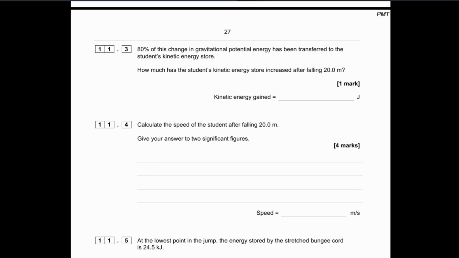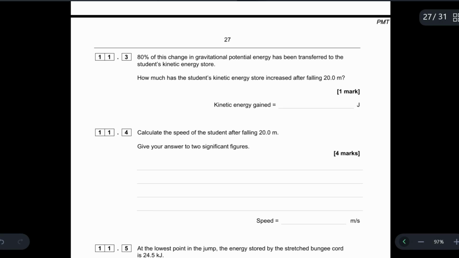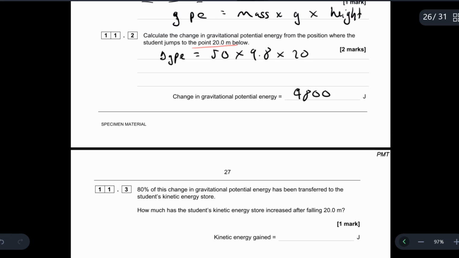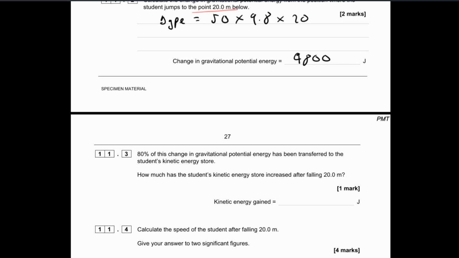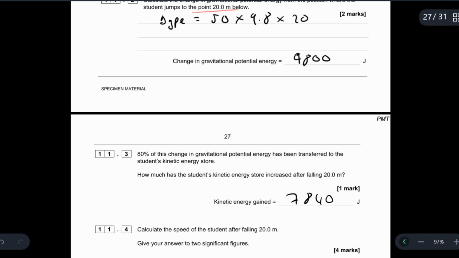11.3: 80% of this change in gravitational potential energy has been transferred to the student's kinetic energy store. How much has the student's kinetic energy store increased after falling 20 meters? Essentially, 80% of the 9,800 joules that was transferred from gravitational energy has been transferred into kinetic energy. So we just do 0.8 times that to find the total, which is going to be 7,840 joules when you put that into your calculator.